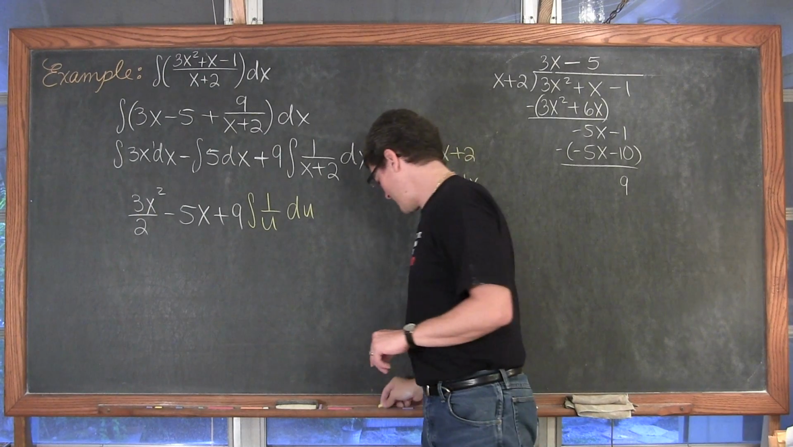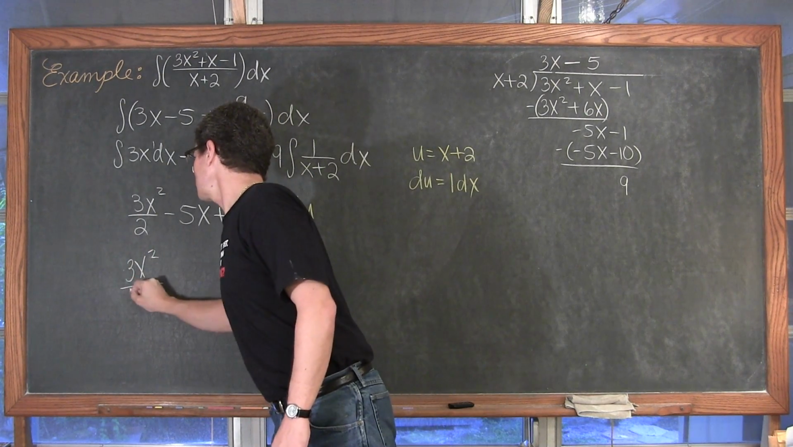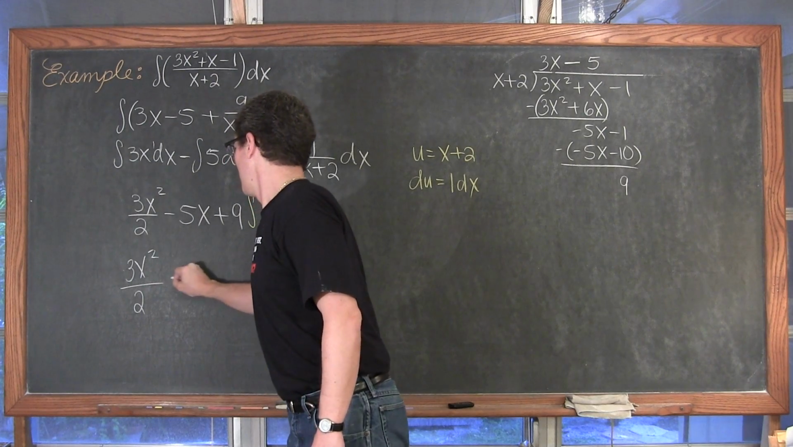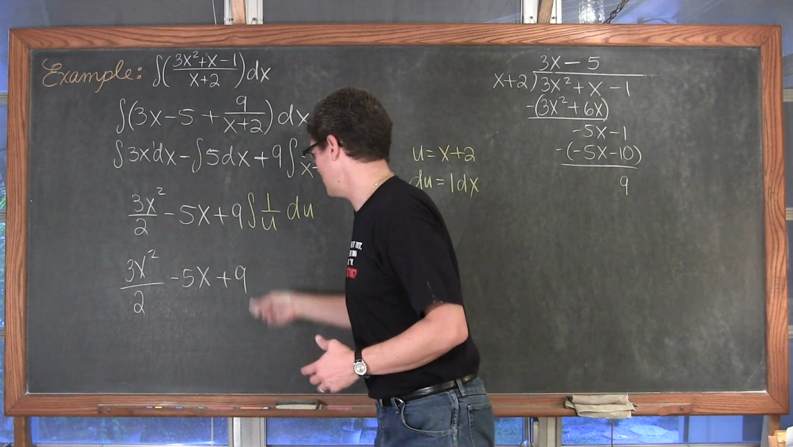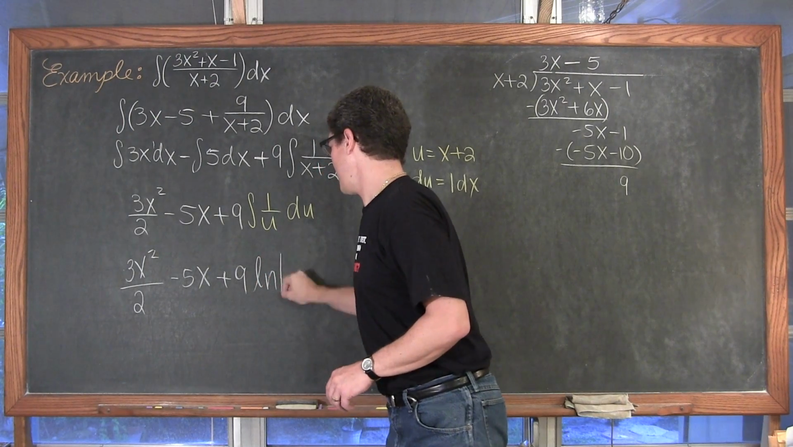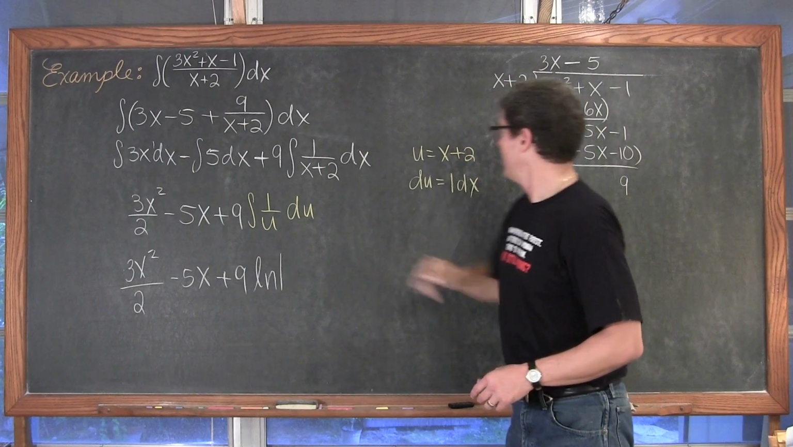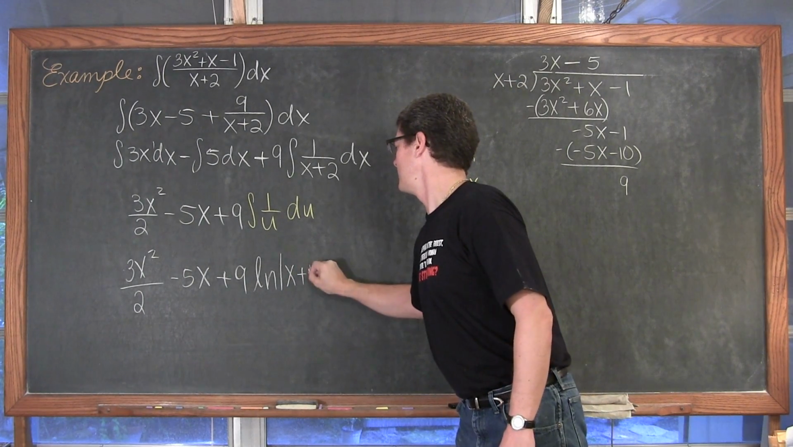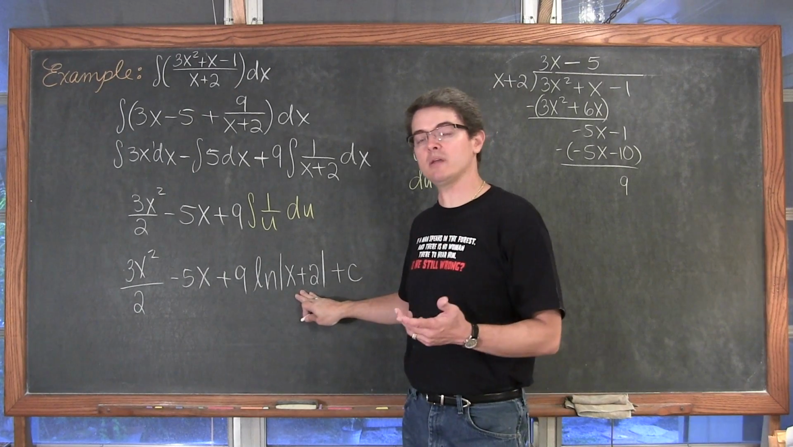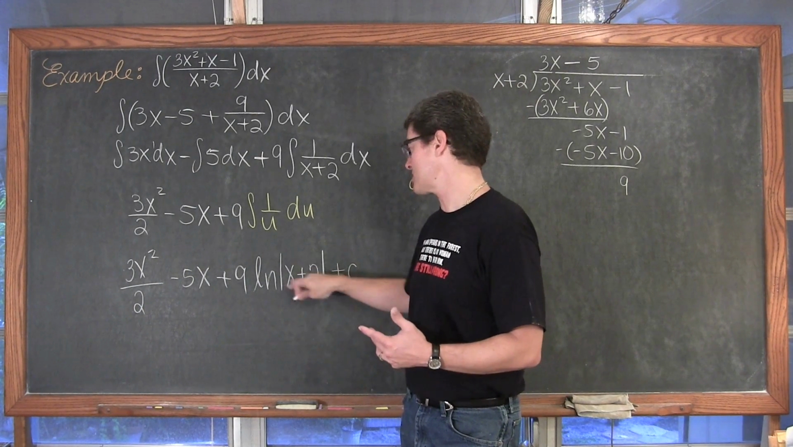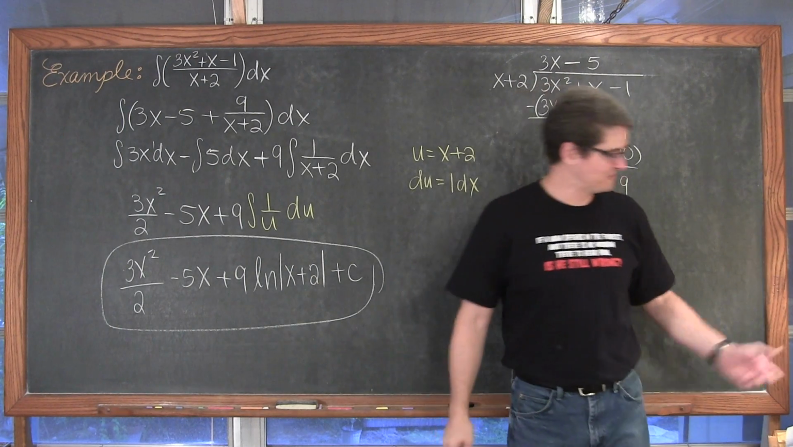At any rate, our final answer is going to be 3x squared over 2 minus 5x plus 9. And I'm going to go ahead and just write the answer. The natural log of the absolute value, I'm going to go ahead and at the same step put that u back in and get x plus 2 plus c. And this expression can become negative, so of course we're going to keep that absolute value sign around there. And voila, that's the end of our next example.